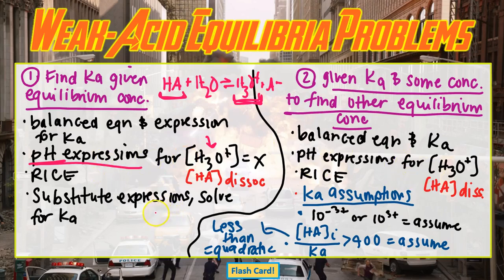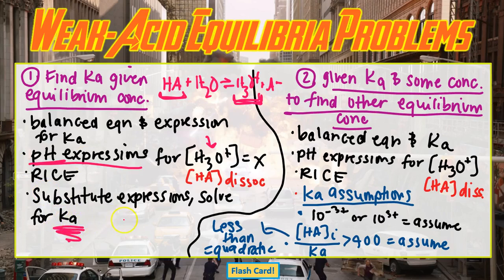Here's where it gets a little bit different. If you don't have a Ka value, you have to be searching for it, right? So there's not really any assumptions that you're looking at. You're going to be using your RICE table, substituting any expression that you can, whether you have the equilibrium amount for pH, for example, to solve for Ka. So a lot of people believe that these are a little bit easier. Even though you do have a RICE table, you have a way to get through to that Ka value from its expression.